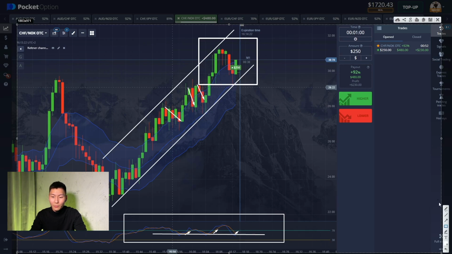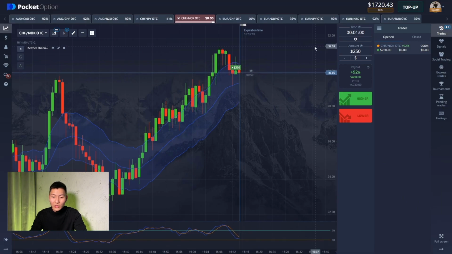Next we should point out this level. The price pumped up and then a little pullback took place. The price entered the inner channel. The support zone played out at this level, so that's why we opened the long position.